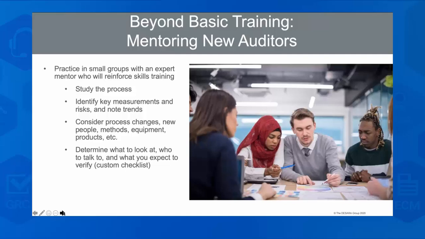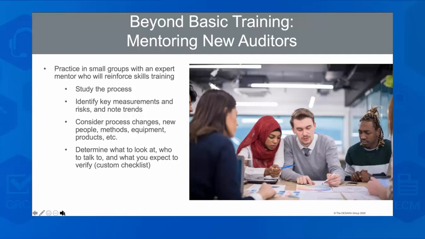As a team, they should come up with a checklist. When I tell them, I want you to come up with 20 different things that you want to look at, what you expect to verify, and who you're going to find that information from. When I tell them to create 20 questions, people's eyes bug out. They're like, 20 questions? There's only 2 clauses that apply to this process. I'm like, well, look at it again.